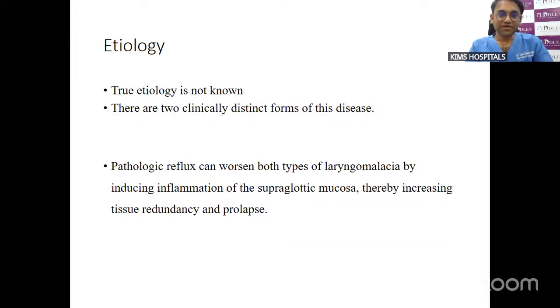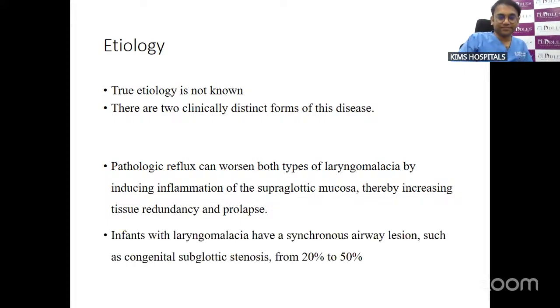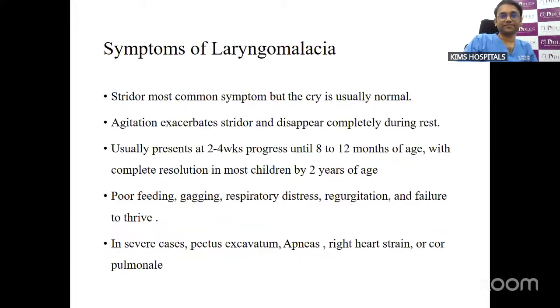Also, these babies usually have a certain amount of gastroesophageal reflux, and pathological reflux can lead to more inflammation in the supraglottic airway, thereby increasing the chance of tissue redundancy and prolapse that can worsen the laryngomalacia. So for any babies who are not responding to laryngomalacia treatment, one should be vigilant about treating the GERD. Sometimes, 20 to 50% of infants with severe laryngomalacia have associated synchronous airway lesions such as subglottic stenosis. These should be thought of if the patient is not improving with the laryngomalacia treatment.